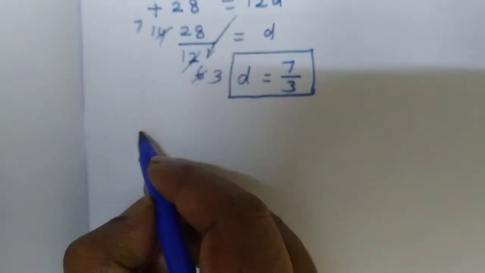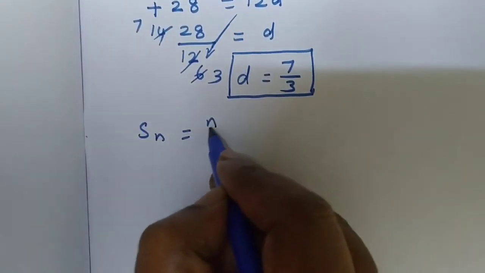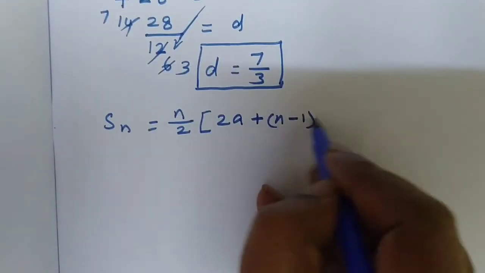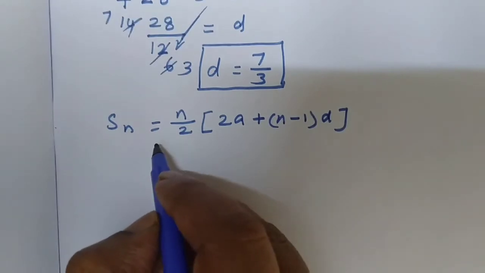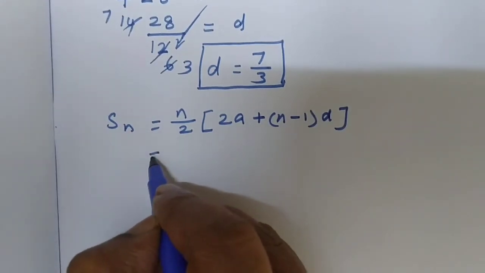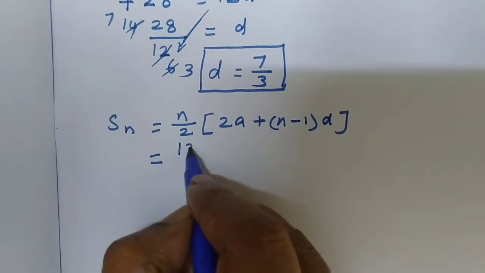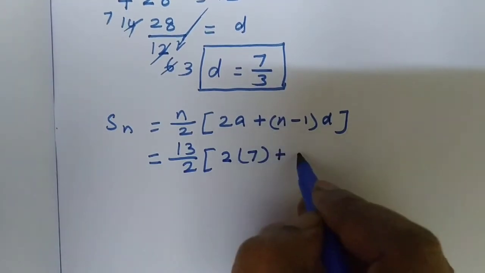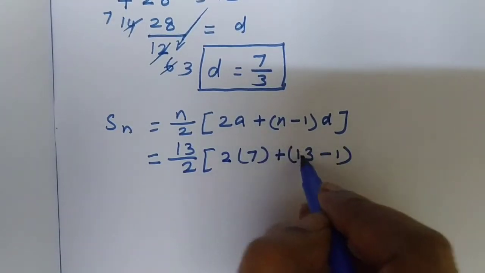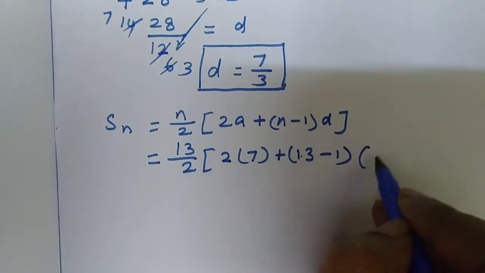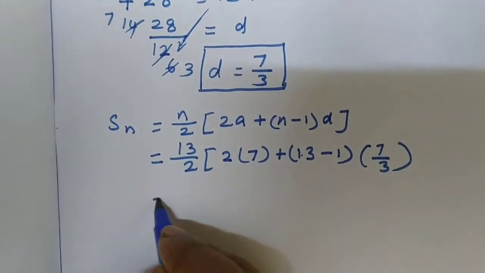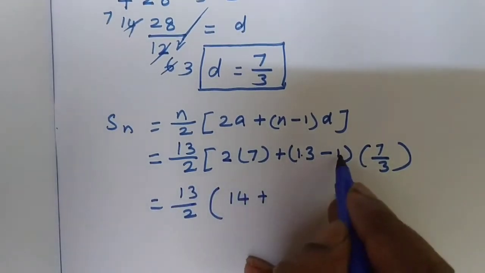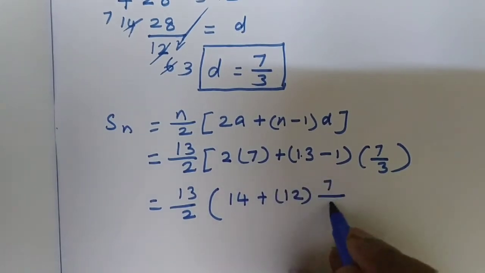Now we have to find the value of Sn. Sn is n by 2 into 2a plus n minus 1 into d. The value of n is 13, so 13 by 2. 2 into the value of a, which is 7, plus 13 minus 1. The value of n is 13 into d. The value of d is 7 by 3. 13 by 2 into 7 2s are 14 plus 13 minus 1 is 12 into 7 by 3.